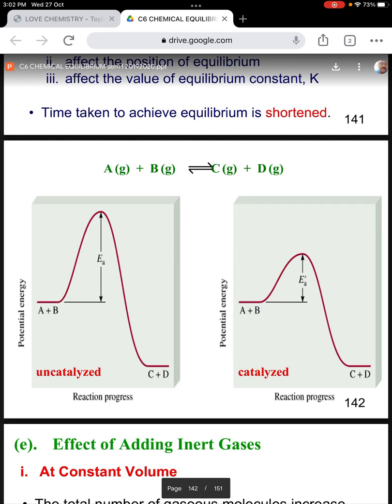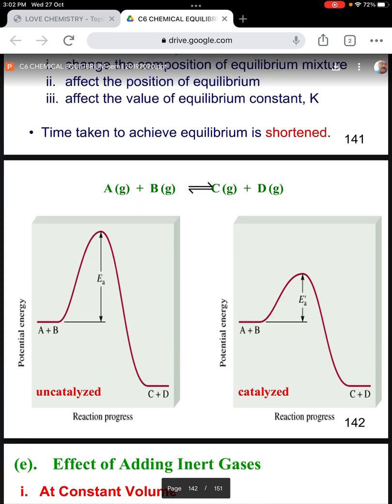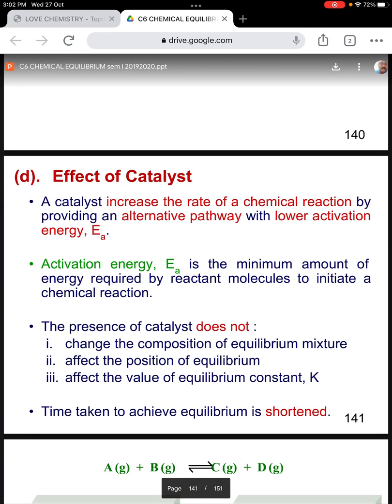For example, we look at A plus B in equilibrium with C plus D. It's a homogeneous system since all the reactants and products are in gaseous phase. Now look at the potential energy in the absence of catalyst and in the presence of catalyst. It is very obvious for students to see the activation energy has been reduced in the presence of catalyst. This is what we mean by lower the activation energy.